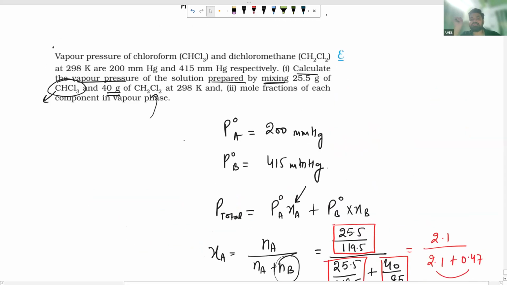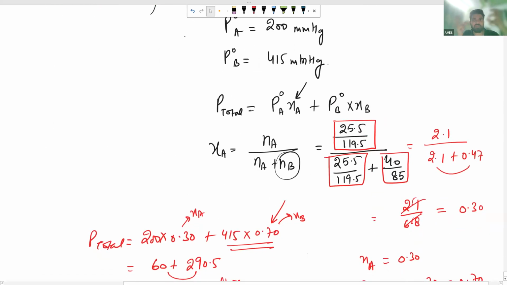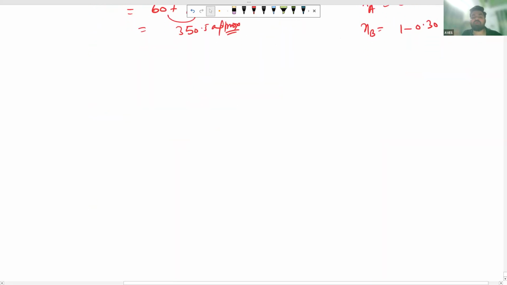So what the question is asking here is to find the mole fractions of each component in the vapor phase. The mole fraction in the liquid phase is different, which we have calculated here. When two liquids are mixed together, we take the amount of liquid upon the molar mass of the substance, and then we get this value. But do you think that in the vapor phase the amount will be the same? No. So we are going to find the mole fraction in the vapor phase.